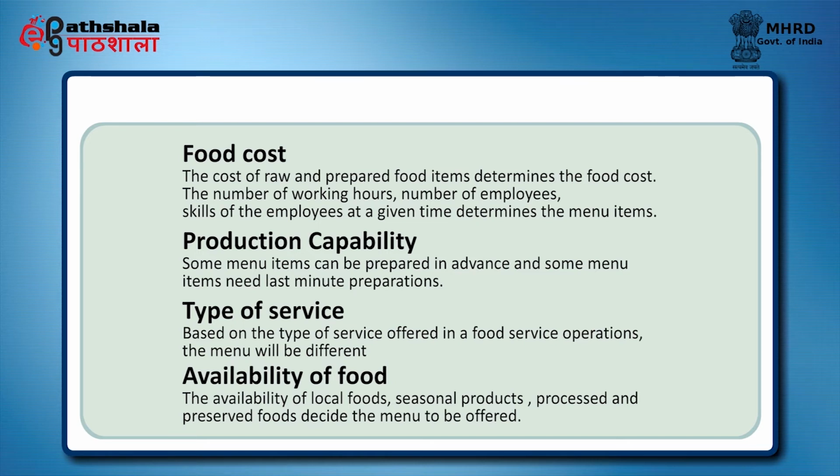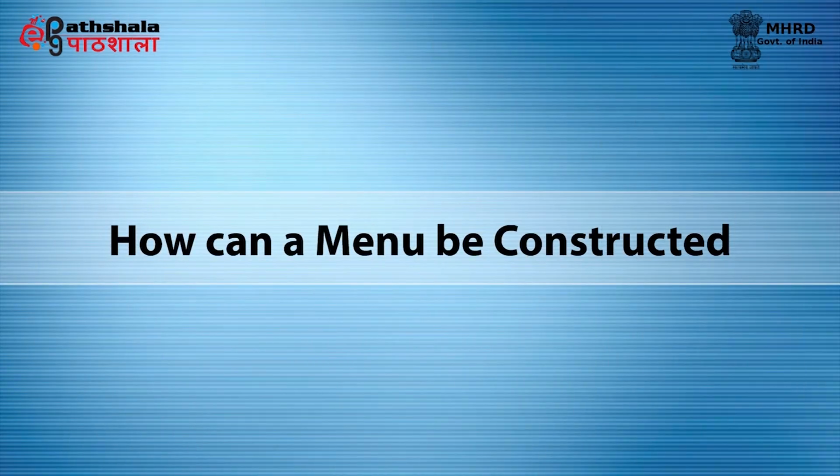For a short recap, so far we have seen that menu planning is affected by food habits and preferences, nutritional influences and aesthetic factors based on the customer. Food cost, production capability, types of service and availability of foods are based on the management. How can a menu be constructed?